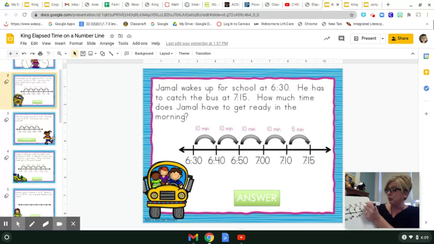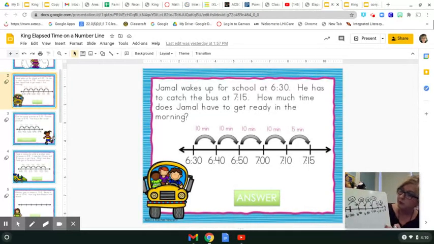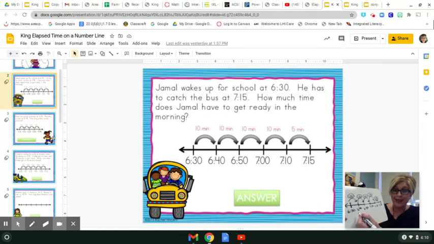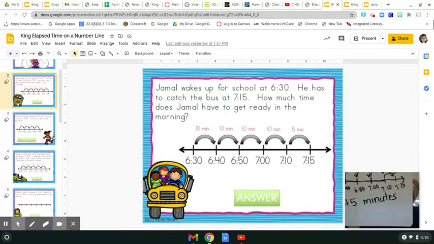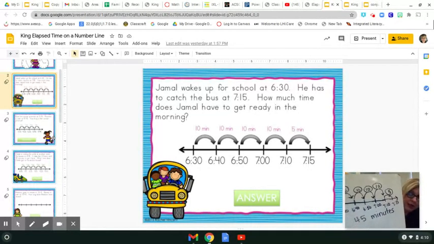Now, what I'm going to do is I'm going to add up the numbers that you see, and I like to circle them. That tells me that I'm going to add all of the numbers that are circled, okay? And then we'll find our elapsed time. So 10, 20, 30, 40, and now I have to add 5, so 45. So it takes him 45 minutes to get ready for his day. And that's how we can use a number line. I'll show it a little bit closer so that you can determine elapsed time.